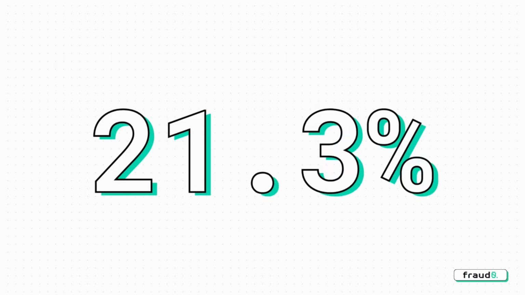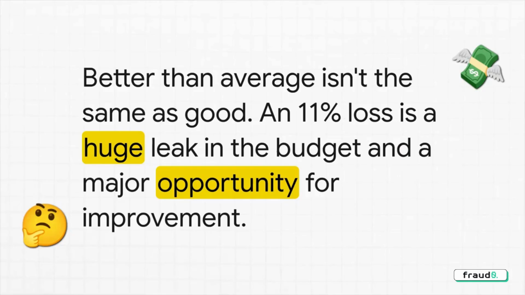Now, I know what you're probably thinking. 11%? That doesn't sound that bad, right? I mean, especially when you hear that the industry benchmark for this stuff is a staggering 21.3%. So, yeah, on paper, this company was actually doing better than average. But here's the thing. Better than average is not the same as good. Not even close. An 11% loss is still a huge leak in the budget. The goal isn't just to be slightly better than a broken industry average. It's to stop the bleeding and make every single dollar count.